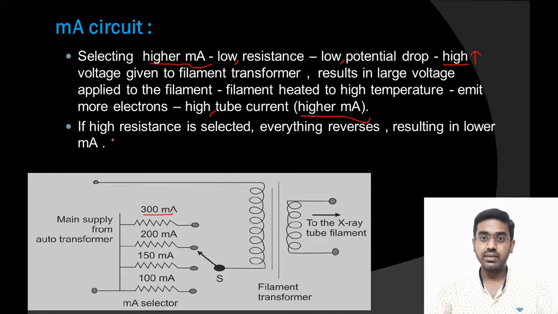If low MA is selected, that is, a resistor with high resistance is selected, here everything reverses, resulting in lower MA.